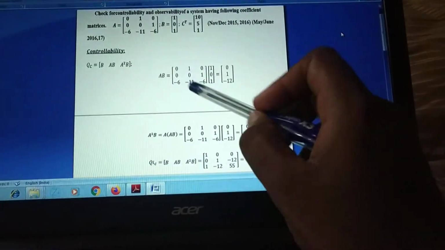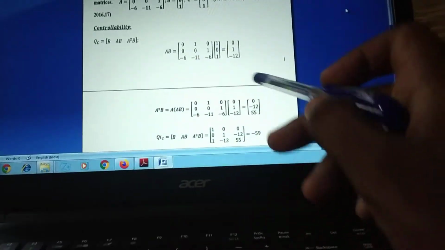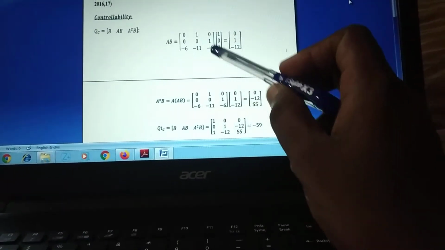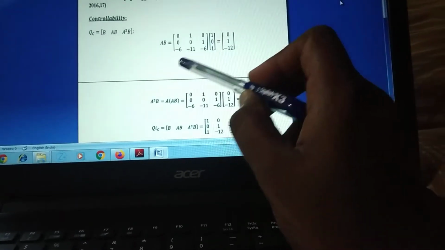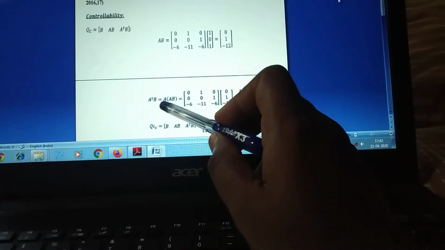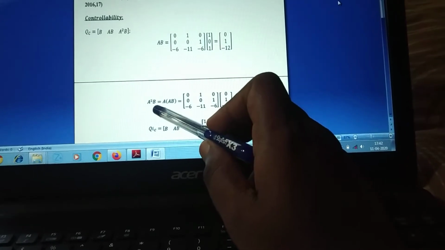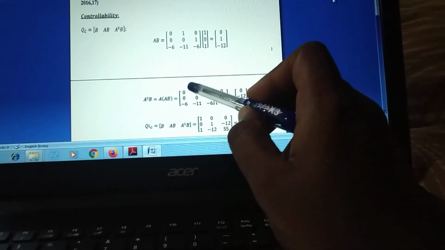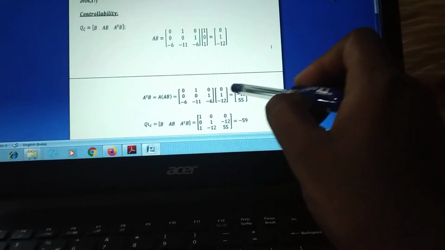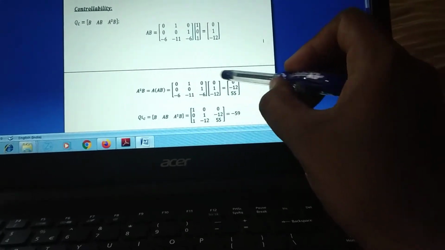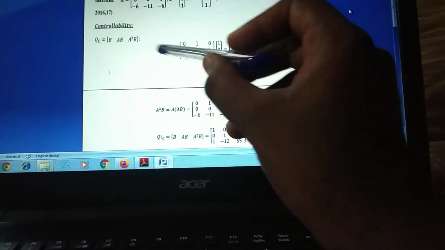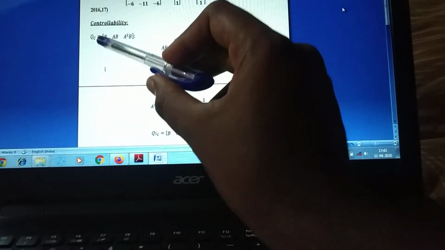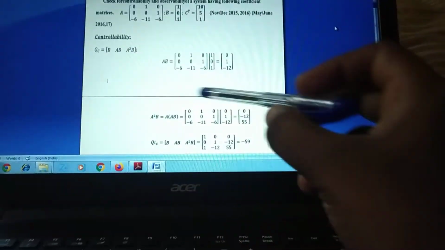Next, we are going to find A²B. How to find A²B? We already have the value of AB, so multiply AB by A, and we can easily obtain A²B. Now we have the value of AB and A²B, and we also have the value of B. So we directly apply the values, then we find the value of Qc.